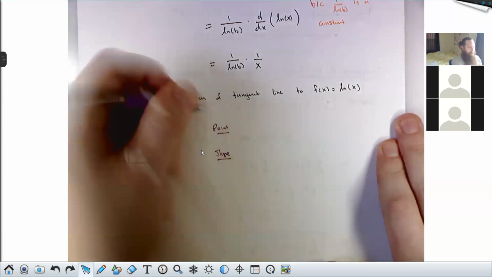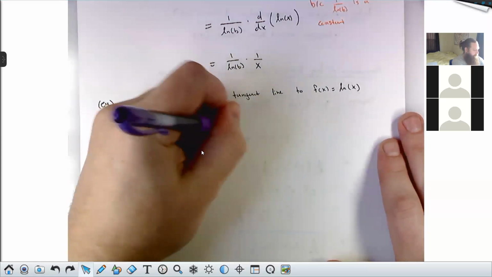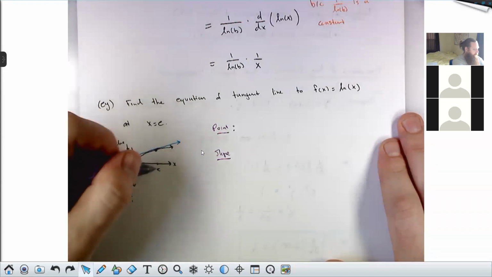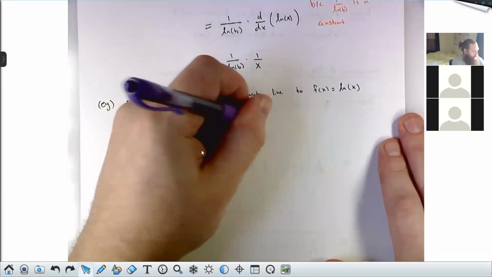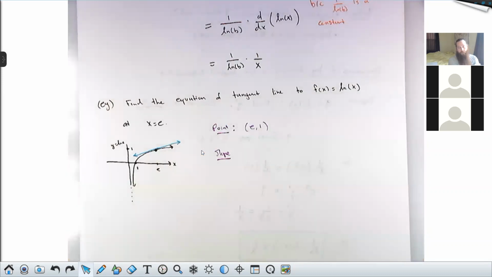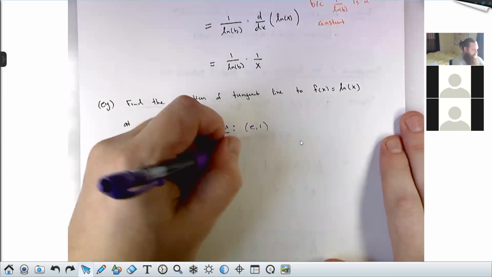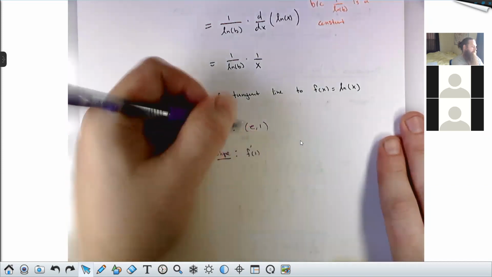All right, I want to find the equation of any line. I need a point and a slope. The point is the point on the graph here, which is e comma 1. How do I know it's 1? Because the natural log of e is 1. And this, again, is something you need to know. We need to know how to work with logarithms. So that would be one of those basic things. The slope is going to come from f prime of 1.